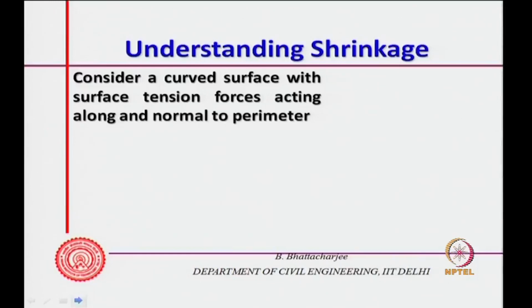So, let us consider a curved surface with surface tension forces acting along the normal to the perimeter. That is what surface tension is, because it tries to pull the surface, something like this. So, this is a curved surface and the surface tension force acts on the perimeter, because it is trying to minimize the surface area. It acts to stretch the surface as much as possible, so that the thickness is minimum, and the surface area is actually minimized.